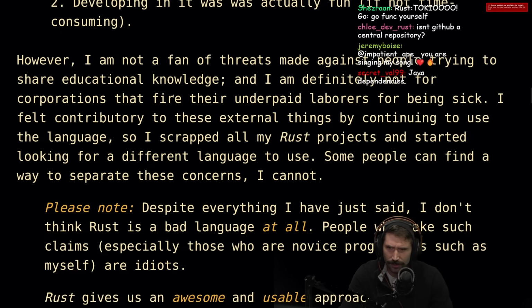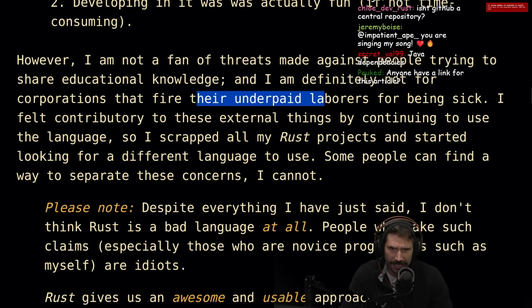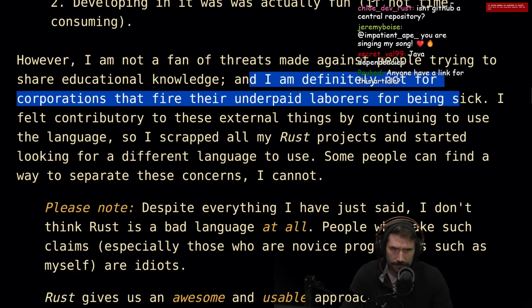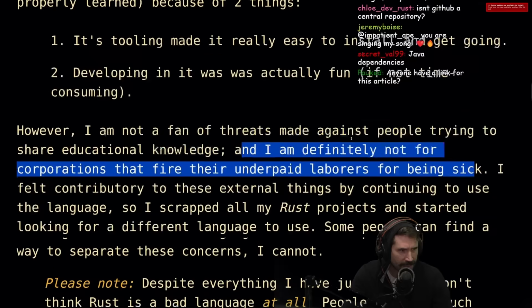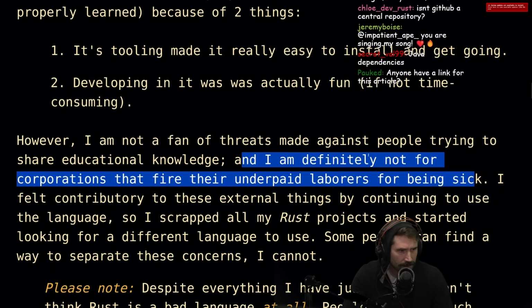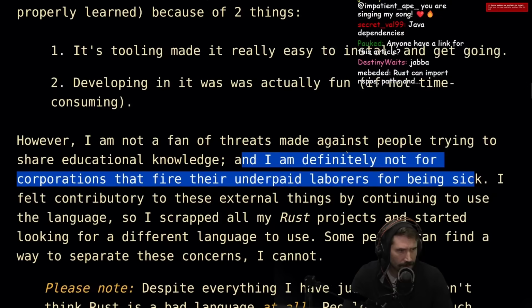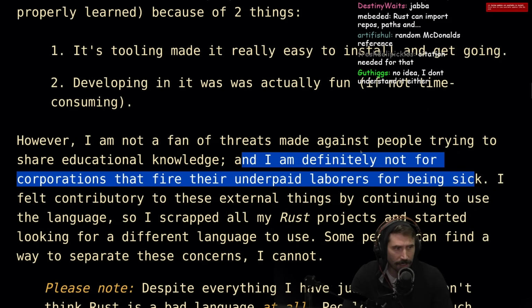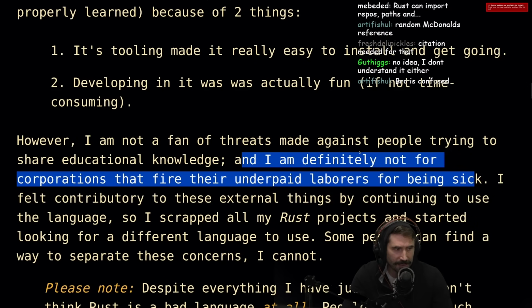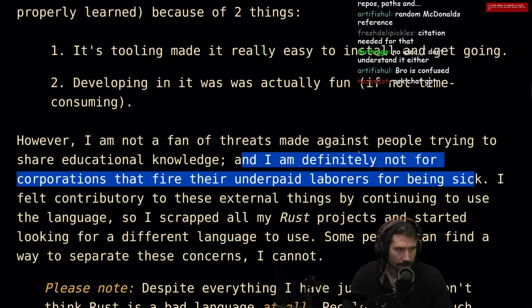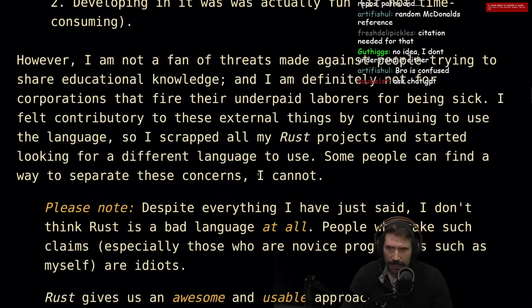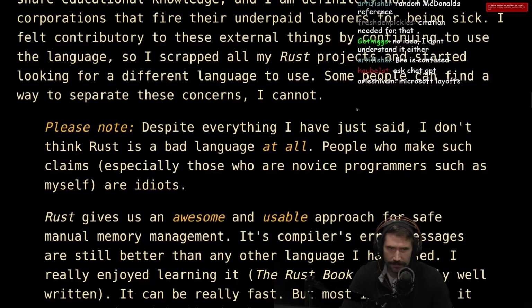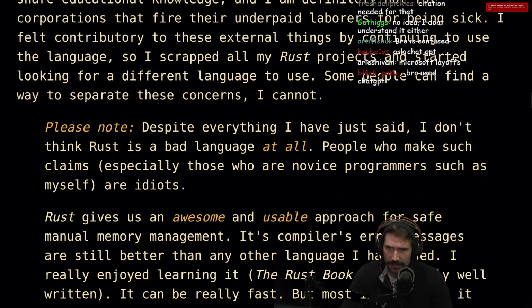I don't know about this one. Is there a reference here that I'm not understanding? I know Rust can import repos, paths, and all that, but their main thing is that they use Crates.io as their main one. I don't really understand this reference right here.